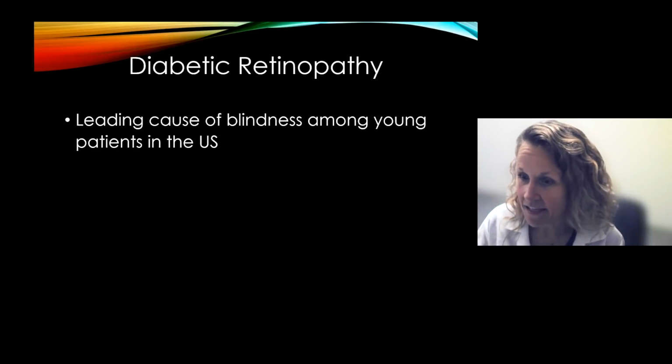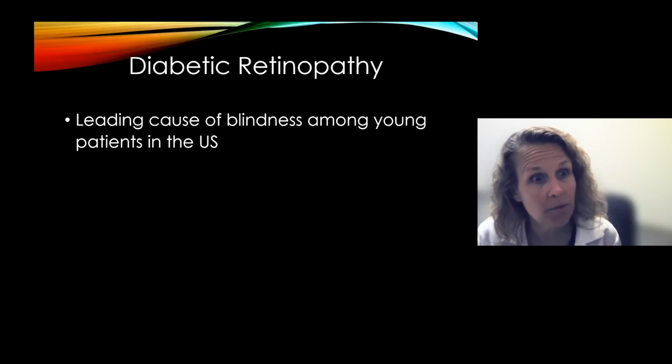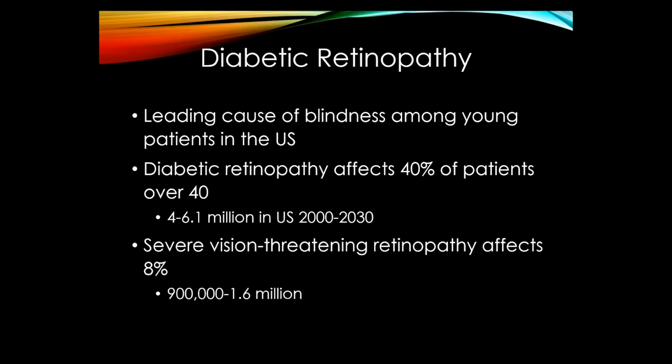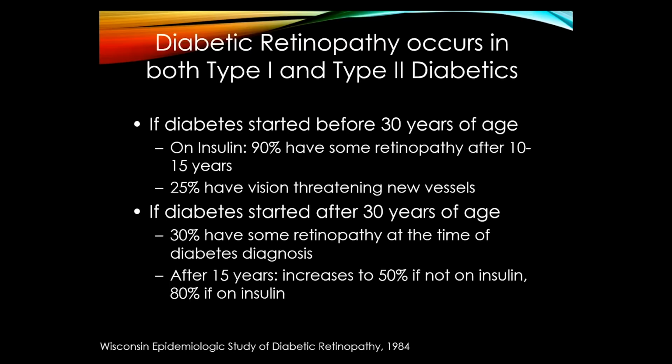And diabetic retinopathy is important because it is the leading cause of blindness among young patients in the United States, people of working age adults. It affects about 40% of patients with diabetes over the age of 40, which represents between 4 and 6 million people in the United States. And about 8% of the time, it can cause severe vision threatening complications, which is about 1 million people to 1.5 million people. So it's a very important public health condition or cause of vision loss in the population.